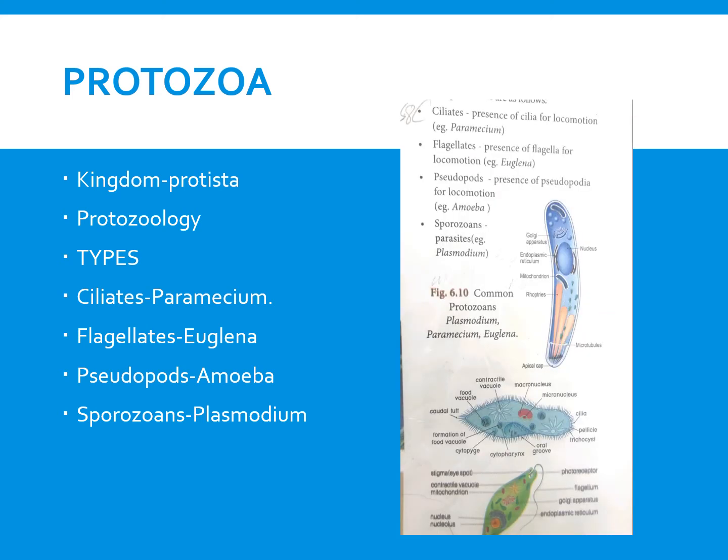See the diagram. Common protozoans. Plasmodium, in the center paramecium, below euglena, the green one is euglena. I hope you are able to follow. Flagellate, presence of flagella, pseudopod, presence of pseudopodia, sporozoan, parasite, plasmodium. I hope you are clear.